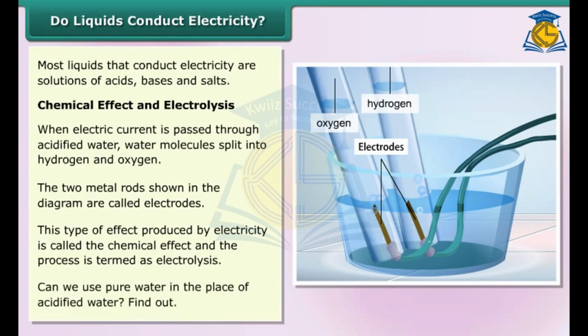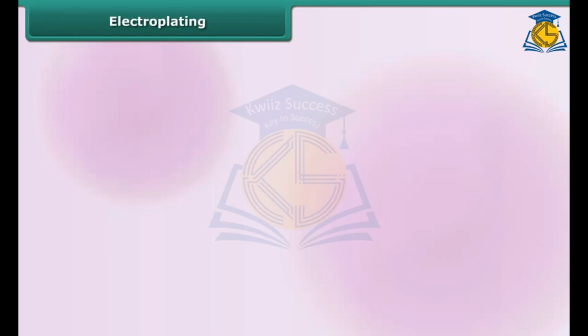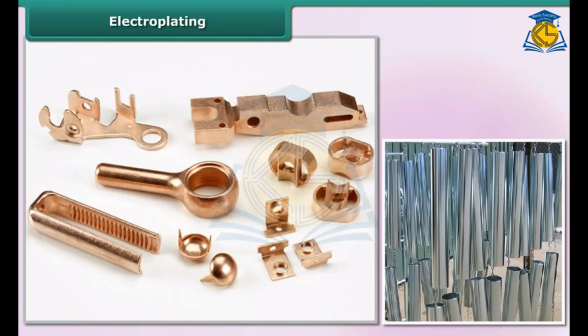Can we use pure water in the place of acidified water? Find out. Electroplating. It is common practice to coat articles made of cheap metals such as iron or steel with a thin layer of less reactive metal.